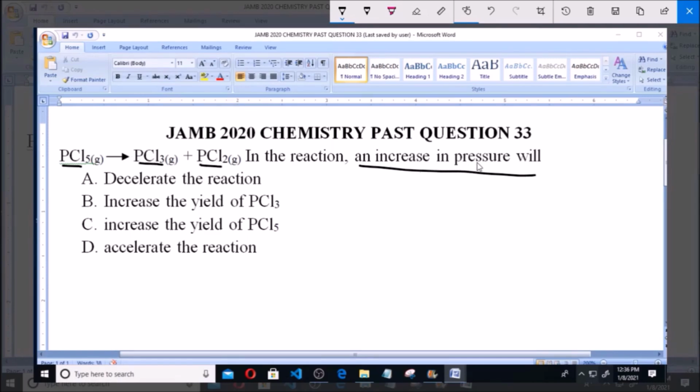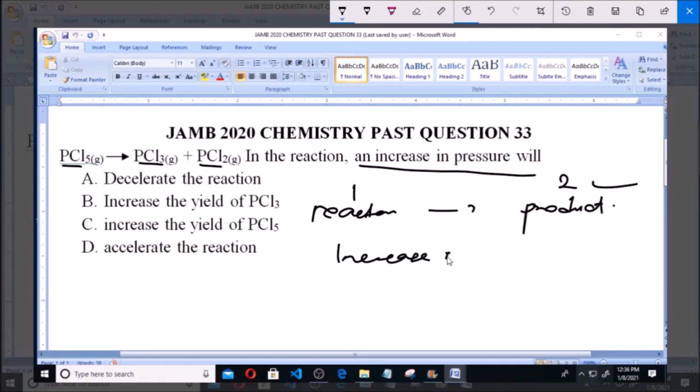Now, the effect of pressure on this equation depends on the amount of substance in the reactant and also in the product side. Now, the number of moles of reactants here is 1, and the number of moles of the products, combining that of the phosphorus 3 chloride and the phosphorus 2 chloride, will give us 2. 1 plus 1 will give us 2. That is, the product has more substance than the reactant. Now, an increase in pressure will favor the backward reaction.